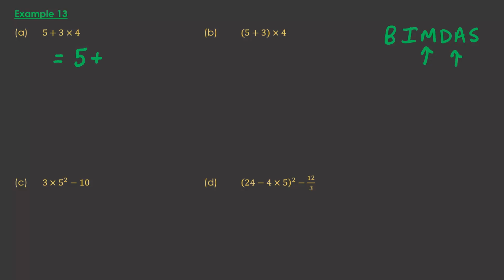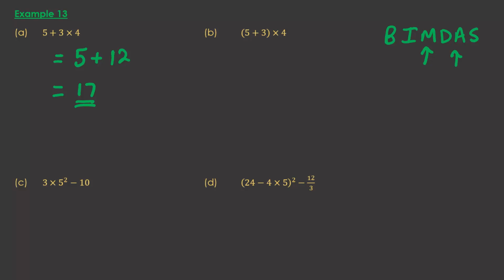Now the way I want this done is 5 plus, and then do the 3 times 4, which is 12. So don't do it as little bits of calculation all over the place. Make sure you carry it down the page. That's the way I insist on it with my classes. And then 5 plus 12 is 17.